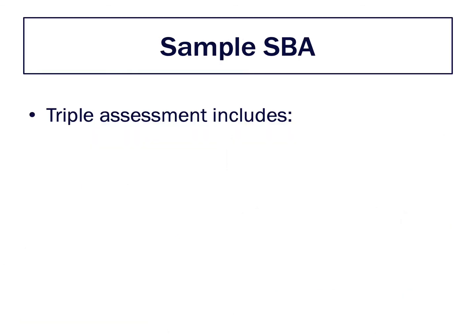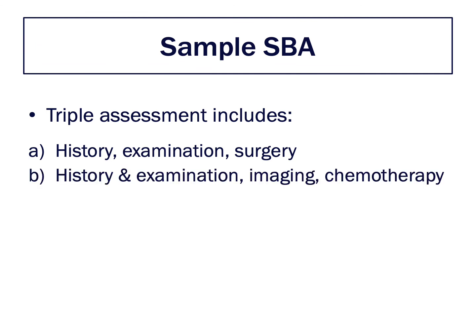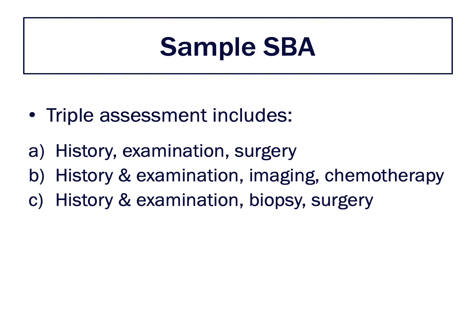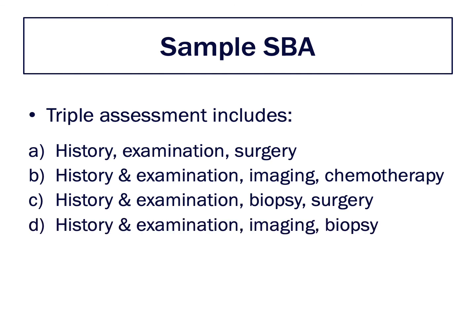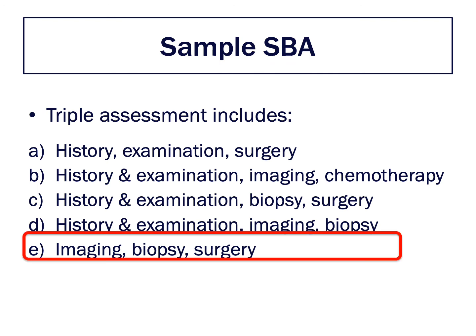So, last thing, we're going to do a sample SBA. So, triple assessment includes: history, examination and surgery; history, examination, imaging and chemotherapy; history, examination, biopsy and surgery; history, examination, imaging and biopsy; or imaging, biopsy and surgery. So have a think for a moment which one you think is the correct answer. And hopefully you have all picked D. So history and examination is your clinical part, imaging, and then biopsy to give you the three aspects of the triple assessment to get a confident diagnosis.